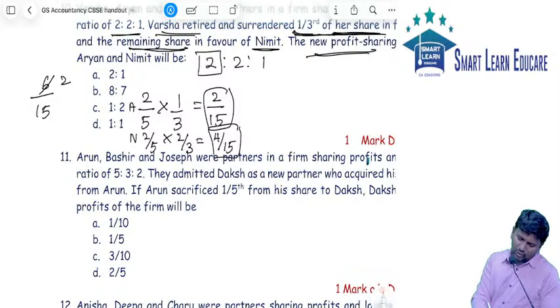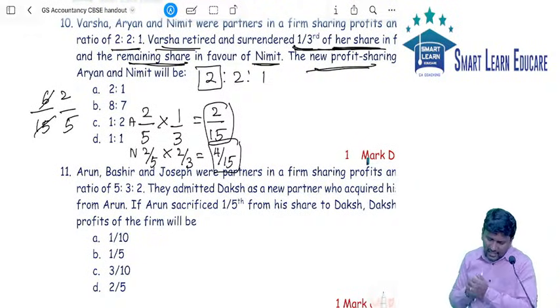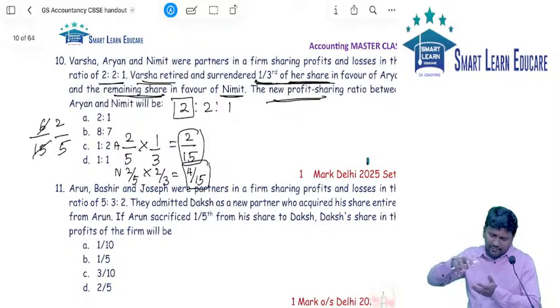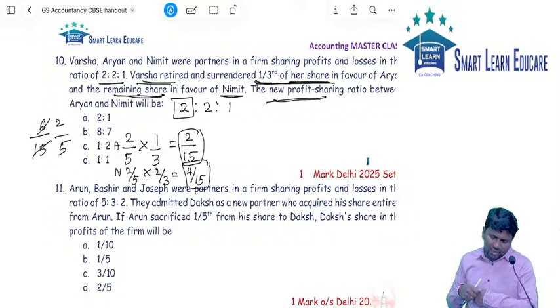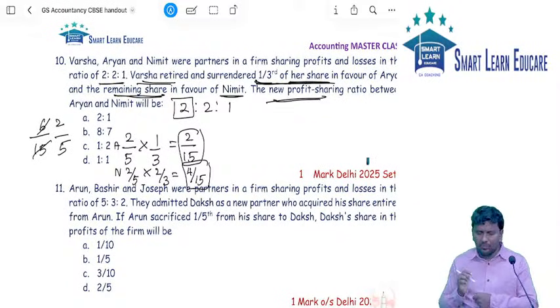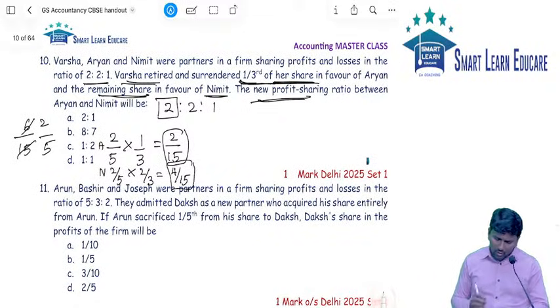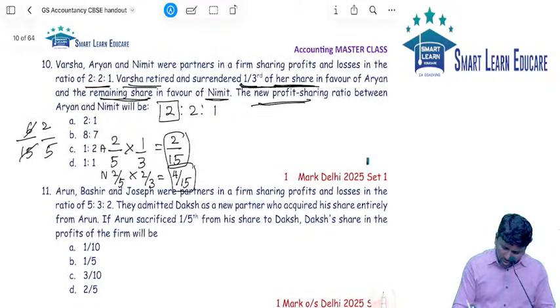3 times 2, 5 times 1: 2/5. Whose share is this 2/5? It is V's share. That V's share is now taken by two people. Who are the two people? A has taken 2/15 and N has taken 4/15. So what is the new ratio of A?